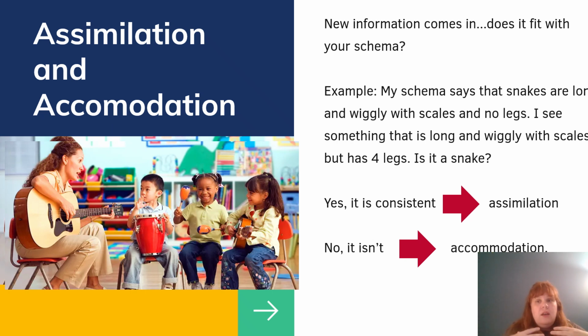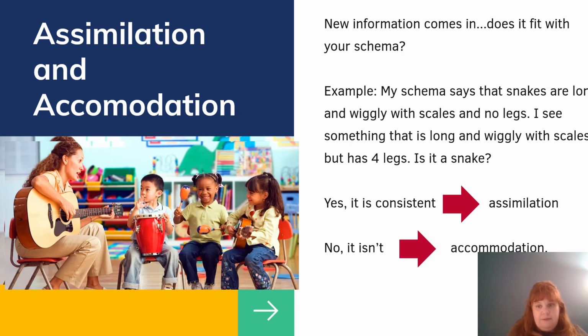So a child has a schema in their head about a snake, like we just talked about. Well, their schema says, yeah, they're long, wiggly, scales, no legs. That's a snake. I know what a snake is. But then they're at the zoo, and they see something that's long and wiggly and has scales, but it has legs. So it doesn't fit with their schema of a snake. So now they've got to figure out, is what I'm seeing consistent with what I know in my schema? And if they see something that is long and wiggly with scales and has no legs, they think, oh, that fits with what I know. It's a snake. That's also a snake.